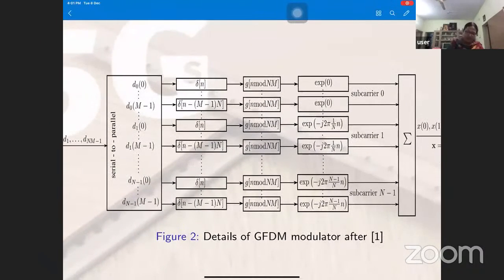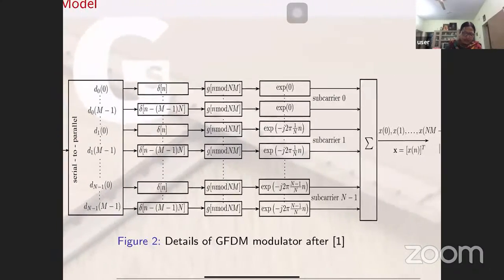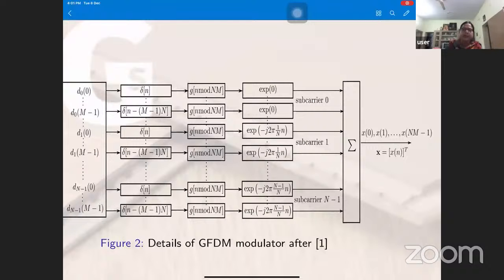Just look at this modulo filter. So I have D0, all D0 samples of M subsymbols, 0 to M minus 1 subsymbols, placed at different intervals. They are located at different intervals. Each sample is modulo operated by your filter, that is G of n mod NM. Then these M subsymbols are modulated onto a single carrier. That's the beauty of it.